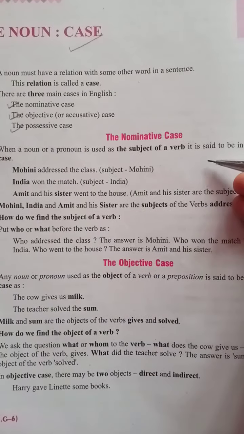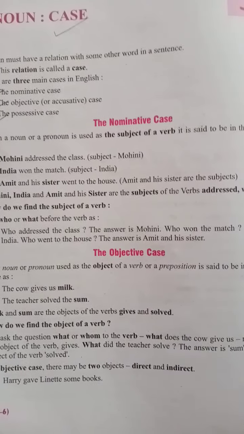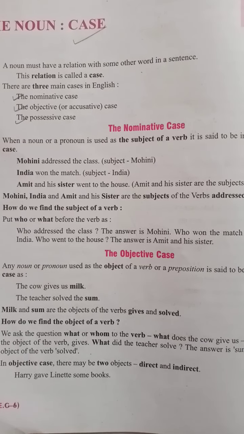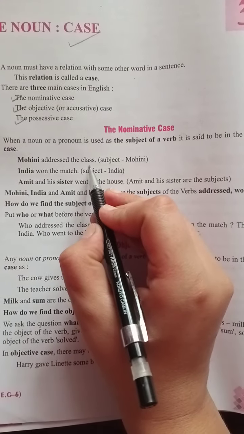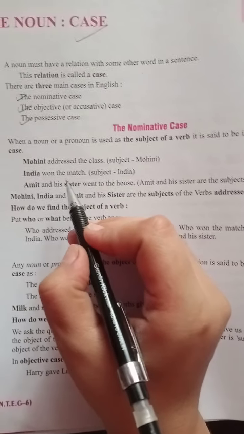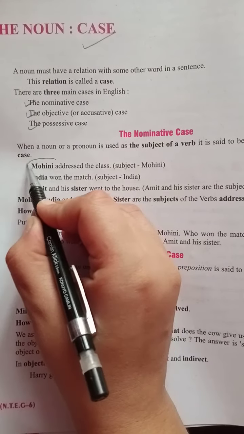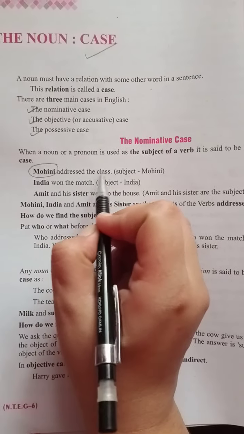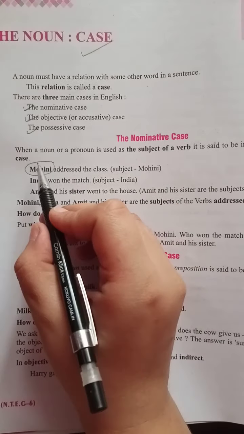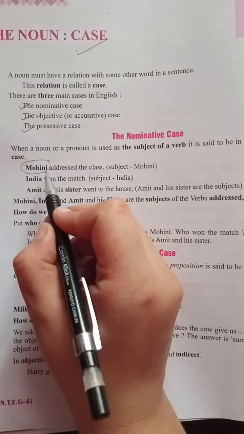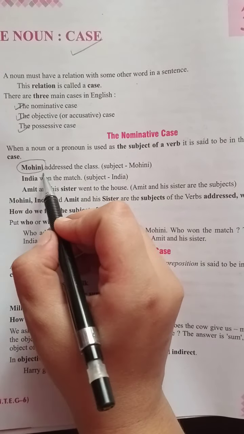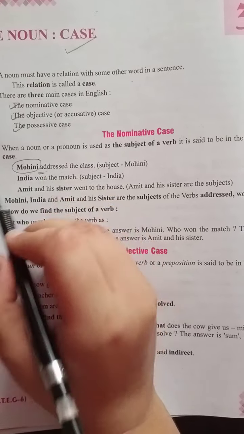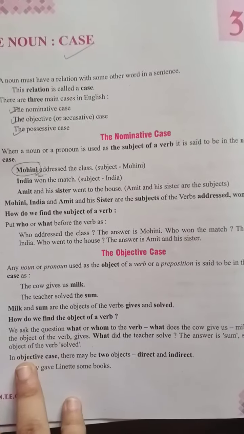When a noun or pronoun is used as the subject of the verb, how is it used? If it is used as the subject of the verb, it is said to be in nominative case. How? Mohini addressed the class. Here, who addressed the class? I have already told you with who we are calculating the subject. Who addressed the class? Answer is Mohini. Mohini here is a subject, whereas Mohini is a noun. And when a noun is used as the subject of the verb, it is a nominative case.